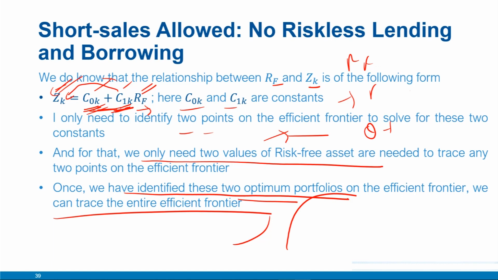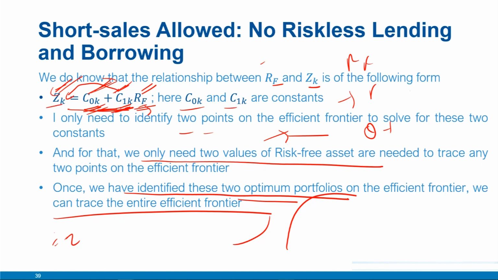To summarize this video, we discussed that the efficient frontier can be identified simply by obtaining two hypothesized risk-free rates. Once we hypothesize these two risk-free rates, we know that we can express Zks, or security proportions, as a function of RF, and all we need is two risk-free rates to identify this relationship, which is defined by these two coefficients C0K and C1K. And once we compute these, we can simply trace the entire efficient frontier just by varying RF and get Zk.